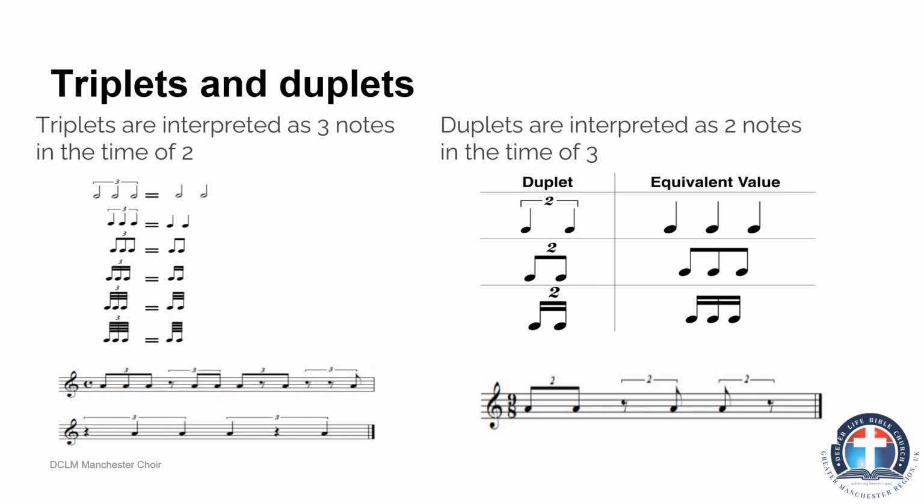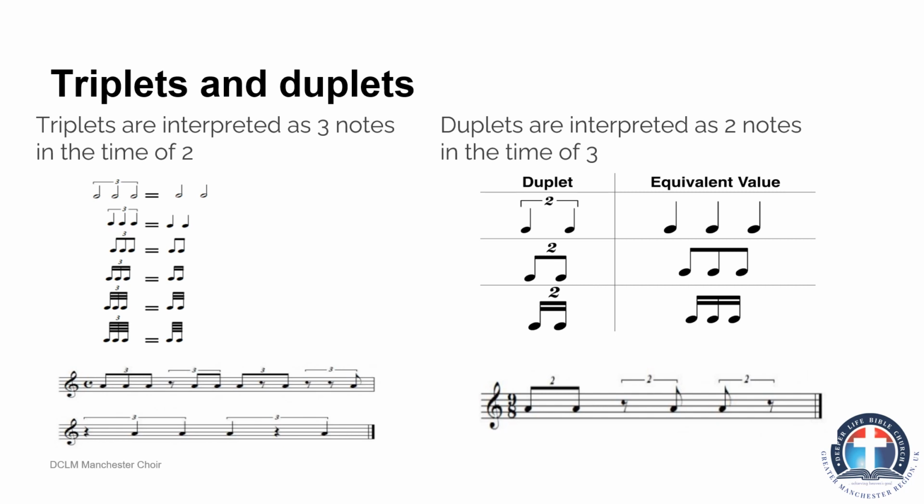Duplets, on the other hand, are interpreted as 2 notes sung in the time of 3. So it sounds like the exact opposite of triplets. In duplets, you have 2 notes, but you are singing them in the time of 3 notes instead of in the time of 2. Again, you would usually have 2 notes of the same value with a 2 written over them. We say you sing 2 notes, but in the time of 3 notes.